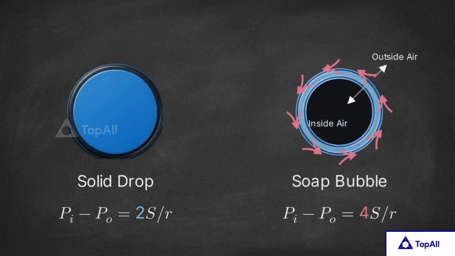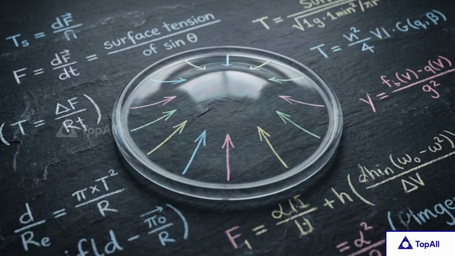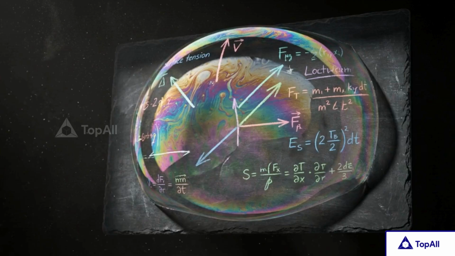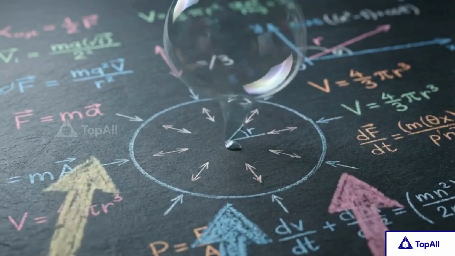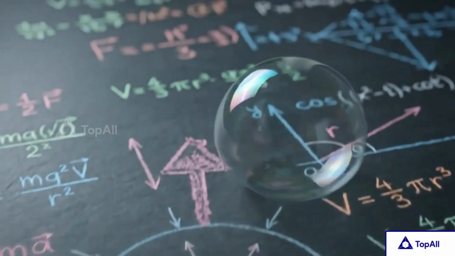This comparison highlights the difference. A solid water drop requires half the excess pressure of a hollow soap bubble of the same size. This doubled interface explains the effort required to blow a soap bubble. You must provide enough internal air pressure to counteract the tension of both surfaces simultaneously. What begins as a simple breath becomes a demonstration of the precise balance between pressure and surface energy.